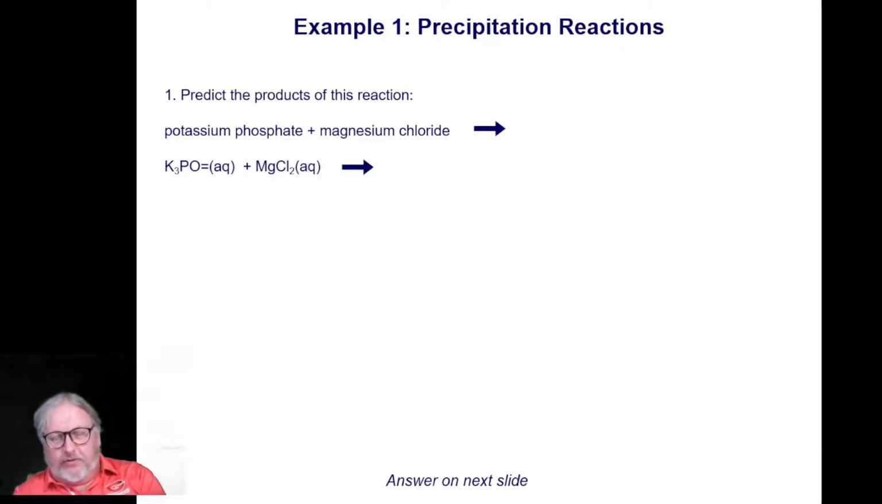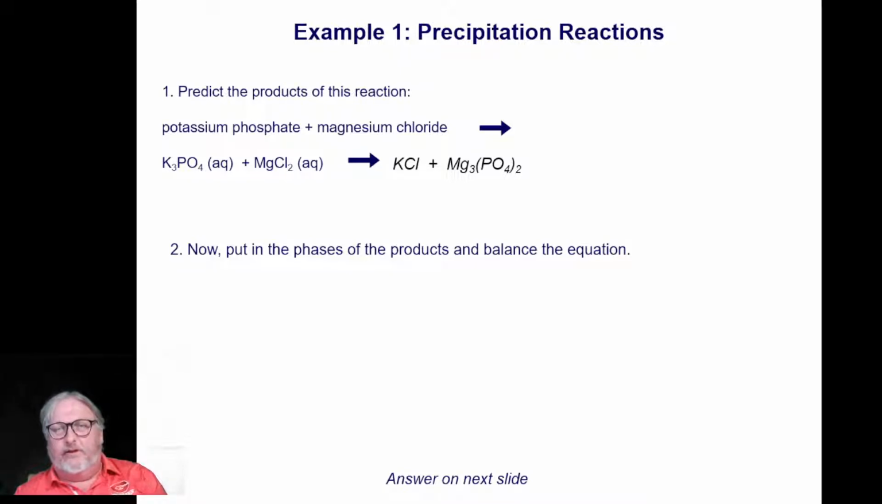And so now we wrote a formula. So now we have to predict the products. So potassium is going to replace the magnesium, and then the phosphate and the chlorine will still be there. So after we've got our formula drawn, KCl plus magnesium phosphate, now we've got to use the phases. Potassium chloride is going to be soluble because of the SNAP rules, NaCN. Magnesium phosphate is not one of those, so that's going to be insoluble.